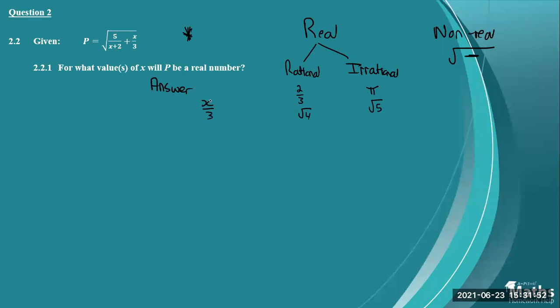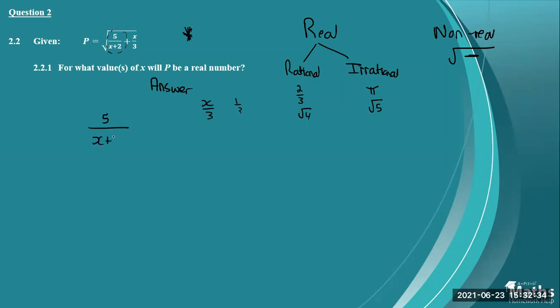Can x be 0? Yes. If x is 0, it's fine. Even if x is positive 1, then I will sit with a plus 1 over 3. Then my answer is still fine. But what is my biggest problem? My biggest problem is if I sit with a negative number, if I sit with 0 down here. So what must I look at? I must look at this number, it must not be a negative number.